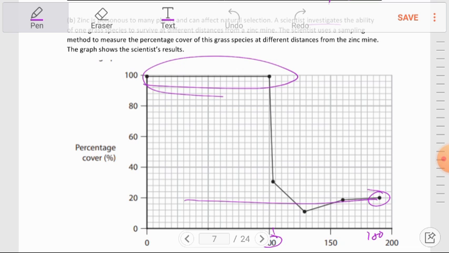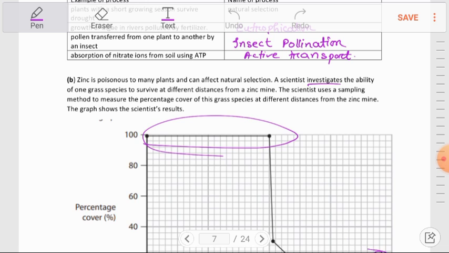Now this is natural selection because it was already stated in the first paragraph of question B that most plants cannot tolerate zinc, and they cannot survive in high zinc concentrations. But this grass species has a unique criterion that they can actually survive in high zinc concentration, which means that no other plant can survive in this high zinc concentrated area. That means they will not have to compete for sunlight, space, or minerals in the soil, and thus they can grow at their maximum rate because they get the exact suitable environment for their growth, and that's why they have 100% coverage around the 100-meter distance from the zinc mine. I hope I have made the points clear, so let's write it down.